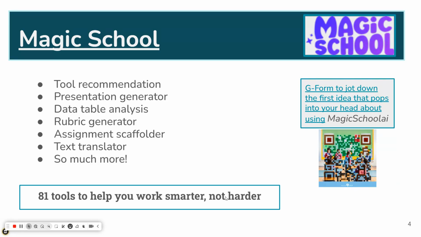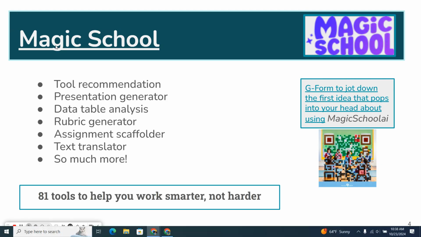So the good news is that MagicSchool created this tool recommendation feature. You can type in what it is that you want to do, and MagicSchool will tell you what it thinks is the best tool to accomplish that task. There's also a list here, I won't read it to you, of a few other things that I'm going to go through quickly today. We only have less than 10 minutes now, so I just want to give you a quick overview and then give you some time to play with it.